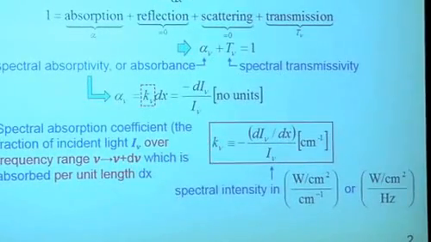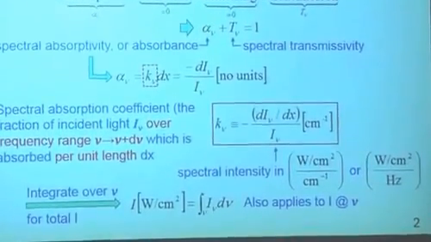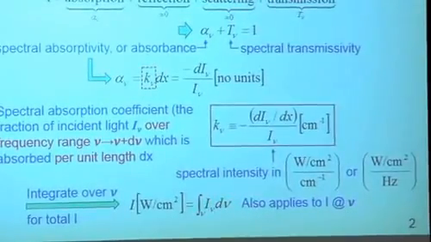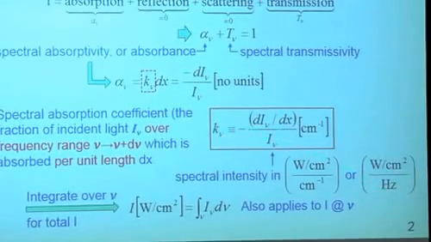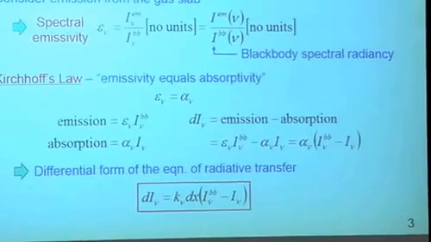So K sub nu is per unit length, frequency, I nu over d nu. There are a lot of different ways we can do this, but right now I'm doing this at a frequency nu, as we work towards doing an energy balance.